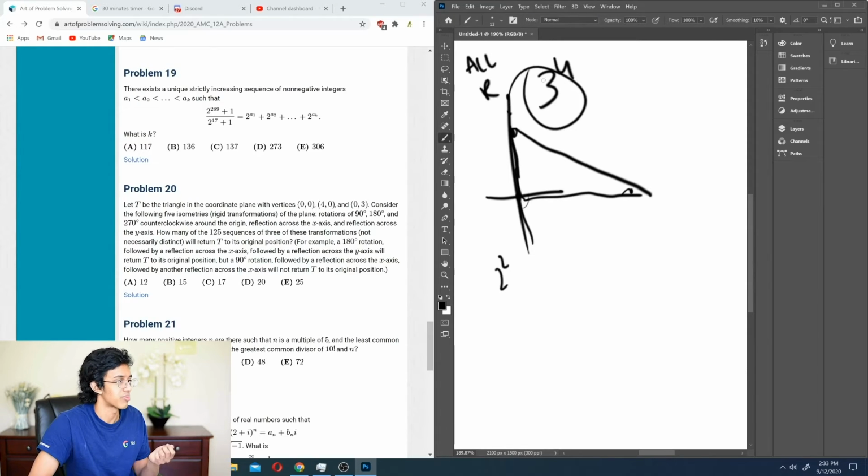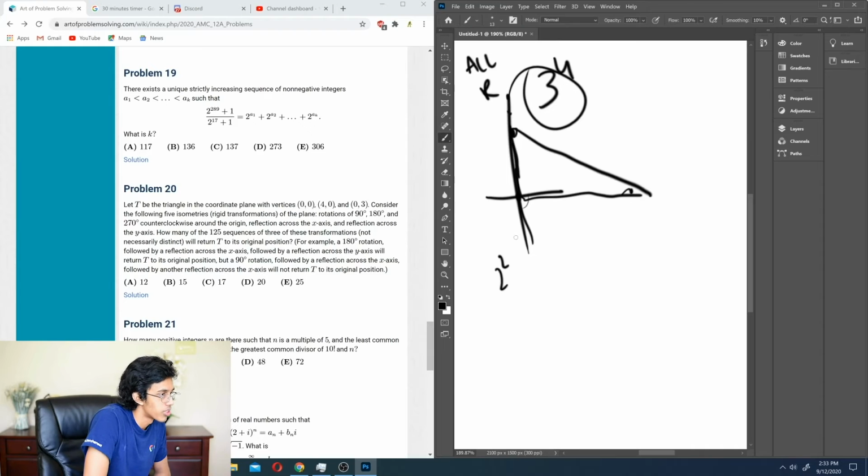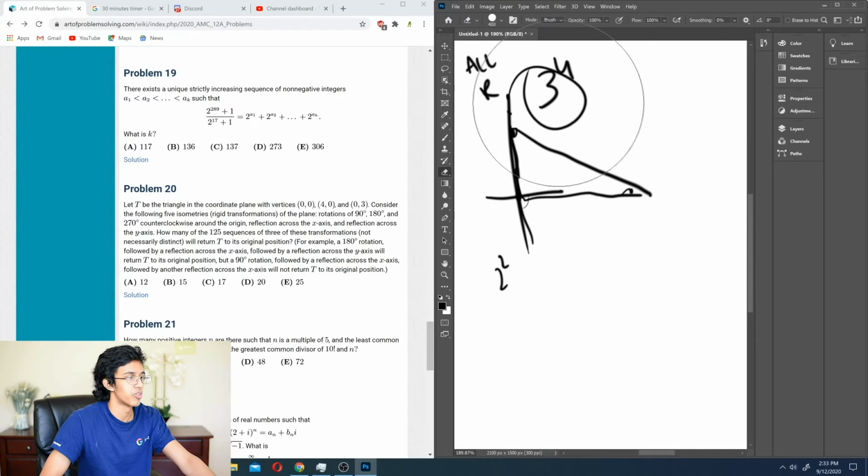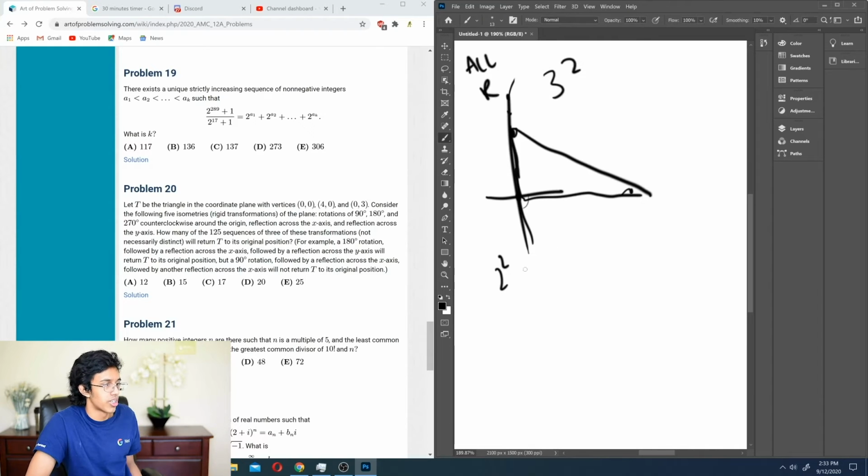Wait, this doesn't even make sense. What? 3 to the 4 is already way too big. Hold up. Oh, 3 of these. 3 of them. Okay, so it's just 3 squared. Wait, that makes it so much easier. So 3 squared, and then the other option is we do 2 reflections and then 1 rotation to bring it back to normal, so times 3.